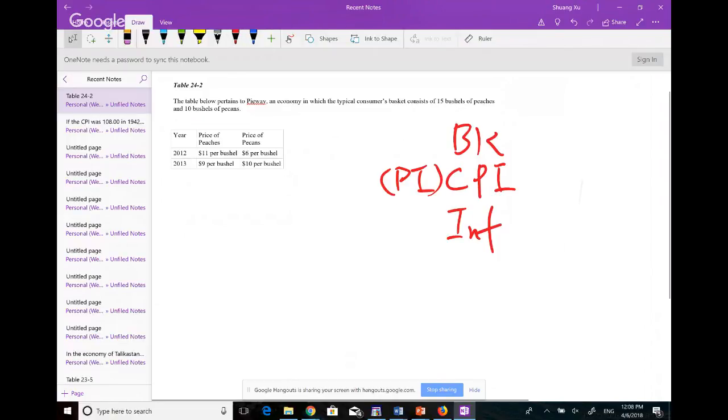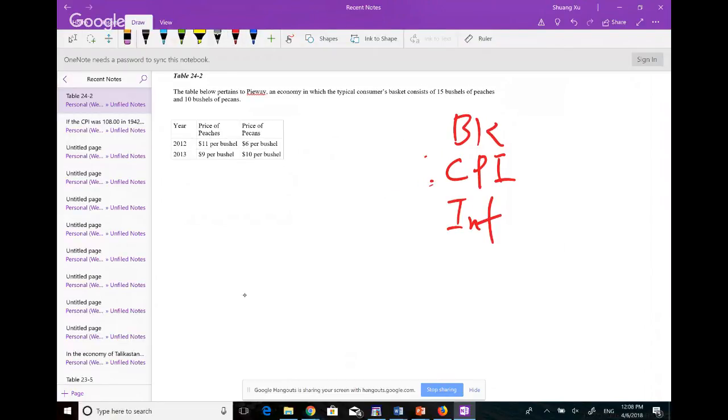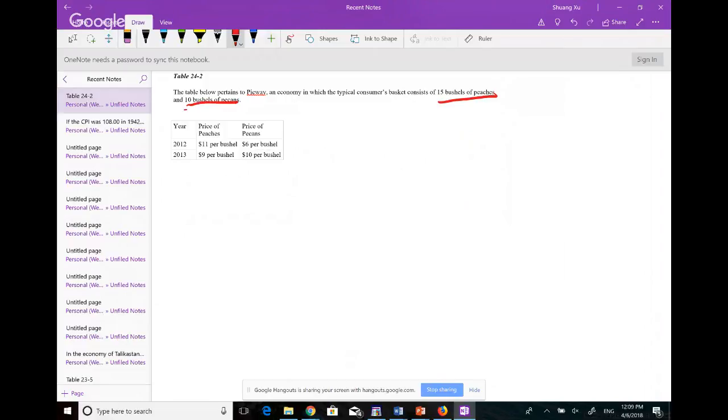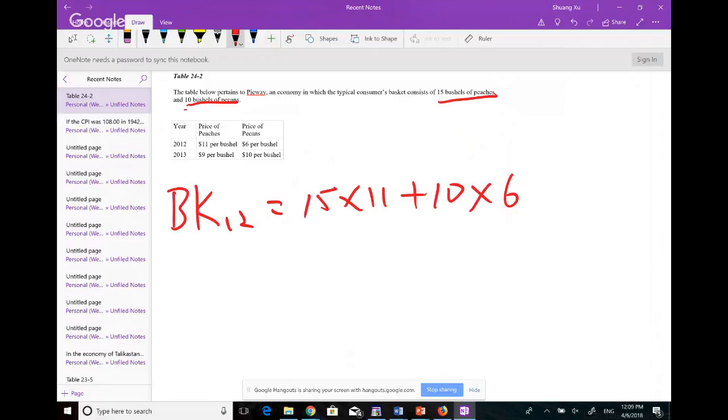First, you need to start with our basket value. To find basket value, we're just asking, for this fixed basket, how much is it for different years with different prices. For this question, our basket consists of 15 bushels of peach and 10 bushels of pecan. So let's do 2012. The basket value for 2012: the quantity for peaches, which is 15, times the price, which is 11, plus the quantity for pecan, which is 10, times the price for pecan, which is 6.